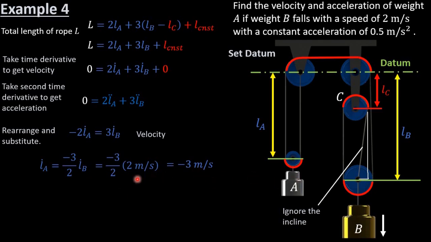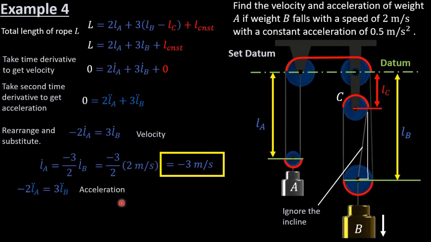Okay, so that is the velocity of weight A, and the minus here is telling us that it's going up, since we are told that the velocity going down is positive. So they move in opposition to each other. And that is our answer for velocity of weight A.